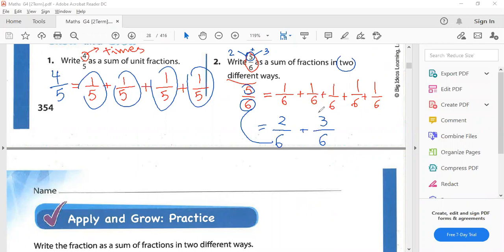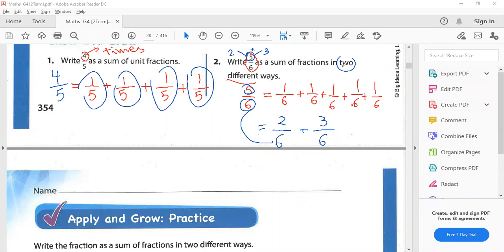If you add the two fractions, they equal 5 over 6. So to get 5 over 6, we can add unit fractions, 1 over 6, 5 times, or you can add simply 2 over 6 plus 3 over 6. Did you get it? Okay, Zain, thank you.